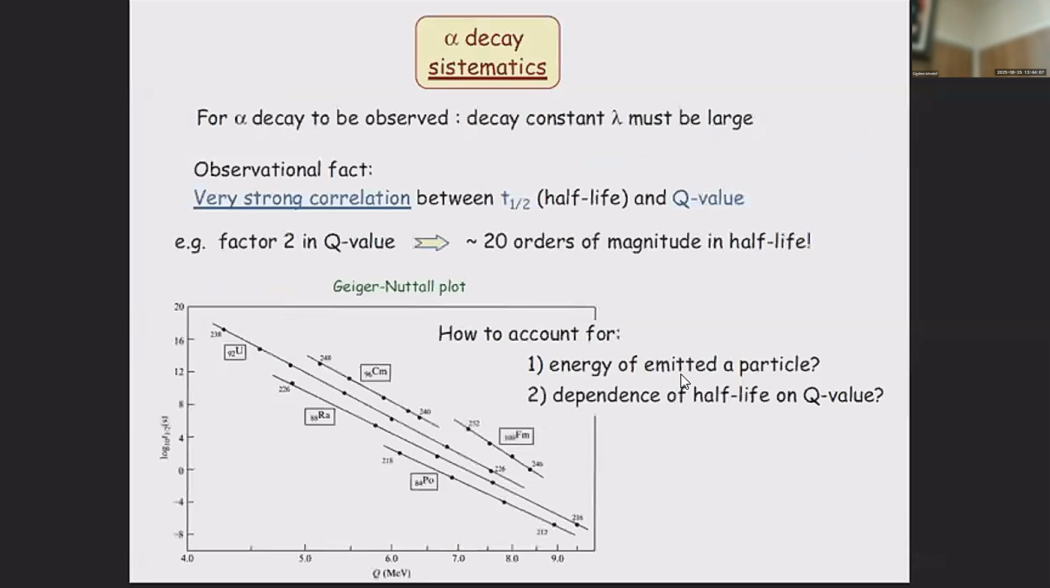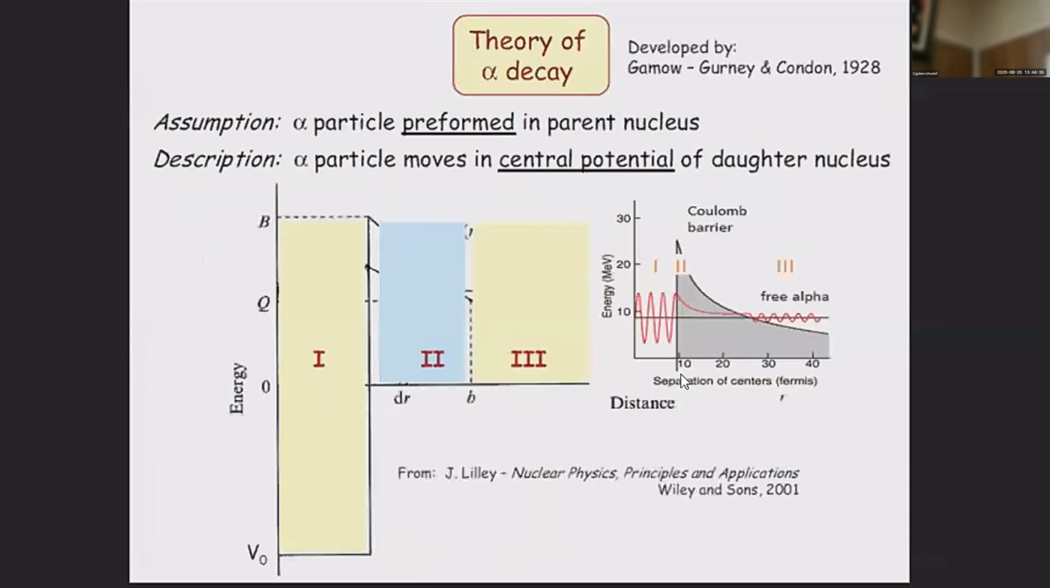Now, it is observed that there is a really strong correlation between the half-life and the Q value of the alpha decay. If you increase the Q value by a factor of 2, then you get 20 orders of magnitude in half-life. Why is it that? And what is the dependence of half-life on Q value? We can show it theoretically like this. Now, how do we calculate?